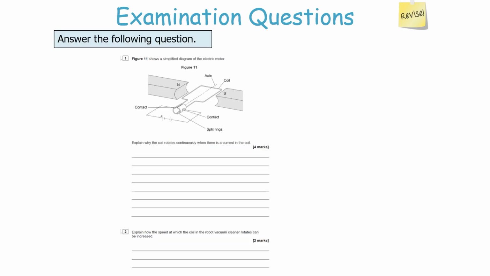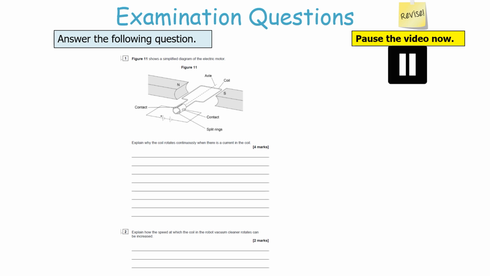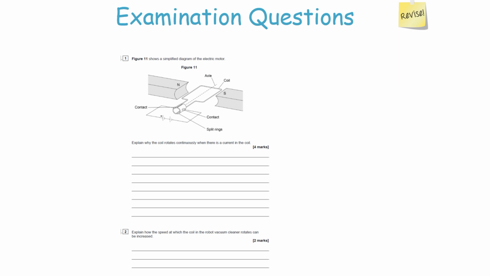Now the next question says, figure 11 shows a simplified diagram of an electrical motor. Explain why the coil rotates continuously when there is a current in the coil. Then finally explain how the speed at which the coil in the robot vacuum cleaner rotates can be increased. So just basically how can the coil increase its rotation. So pause the video now, then unpause the video when you want to go through your answer. Right, so it's very important you can describe the motor effect. Explain how you can get a coil to rotate in between a permanent magnet.